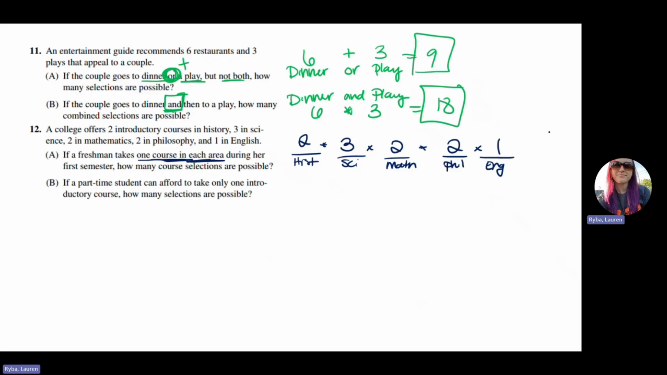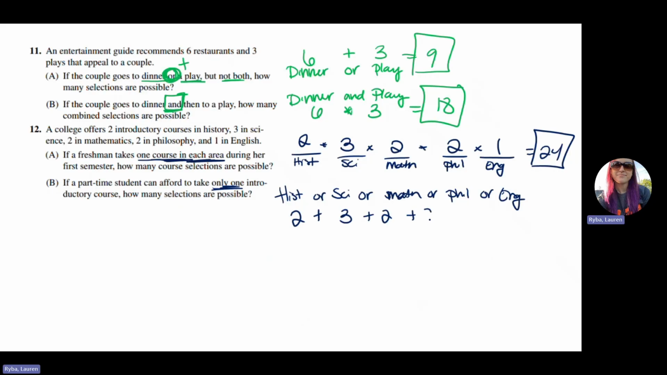6 times 4, 24. If the part-time student can only afford to take only 1 course, how many selections are possible? So now she's taking history, or she's taking science, or she's taking math, or philosophy, or she's going to take English. So for this one, we would add them all together. 6, 7, 10.